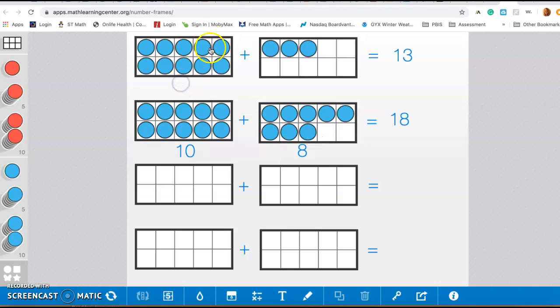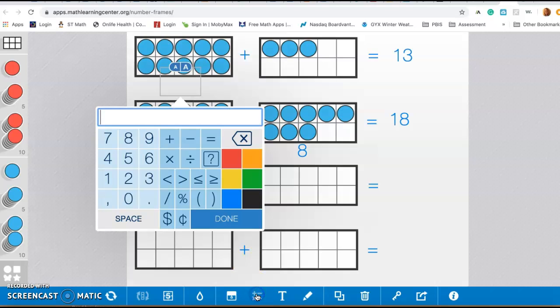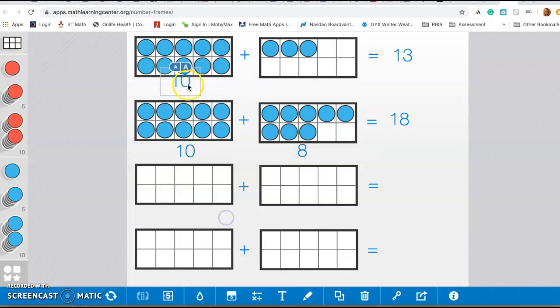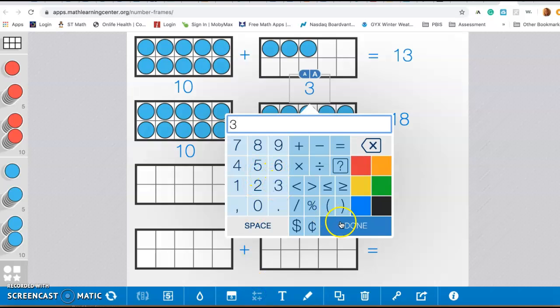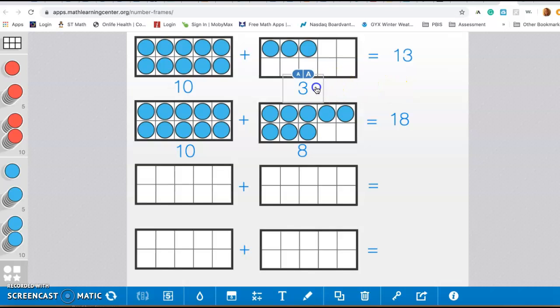Just like up here, when we had our 10 frame all filled in, we know that we had 10 blueberries. So I'm going to put that right up there so we can see that that's 10 again. But over here, we didn't have as many blueberries the first time. Kaplink, kaplank, kaplunk. We had 1, 2, 3. So I'm going to put the number 3 right up there so that we can see that 10 plus 3 more equals 13. Our second one was 10 plus 8 more equals 18.